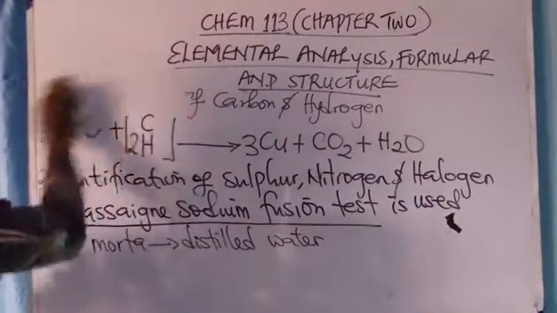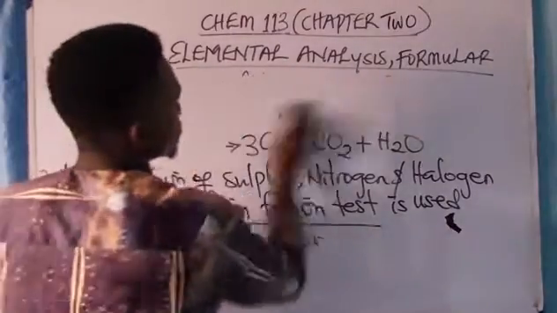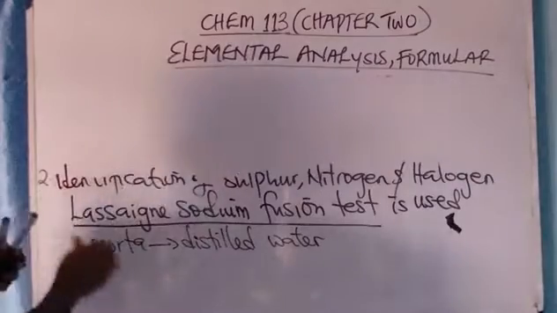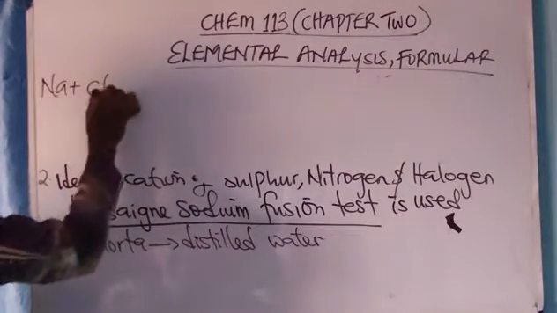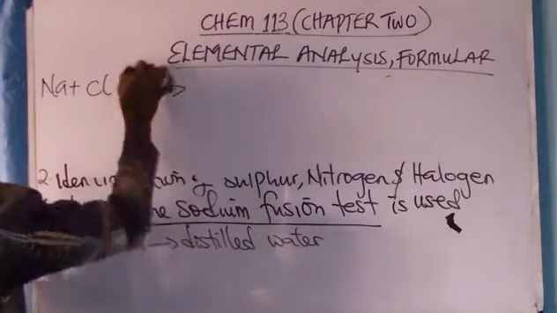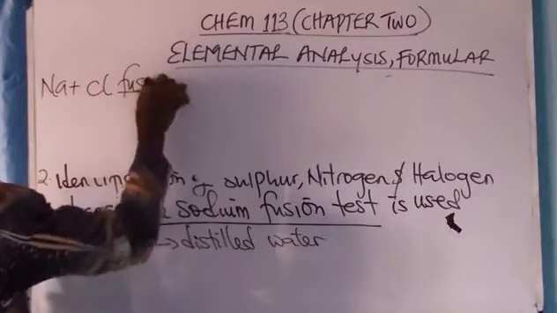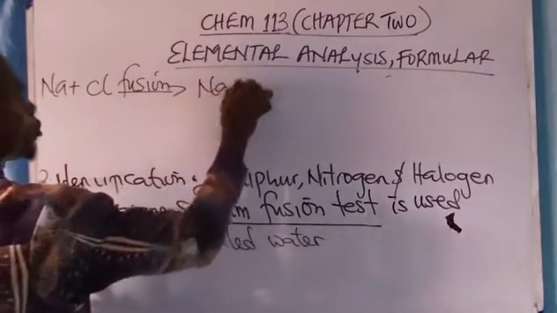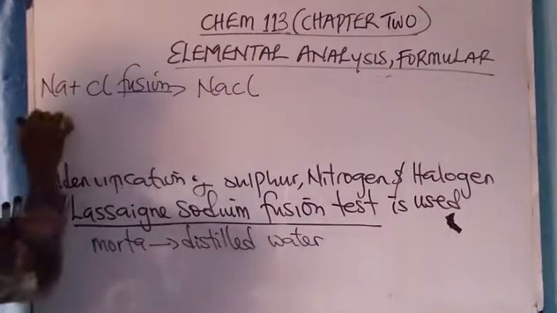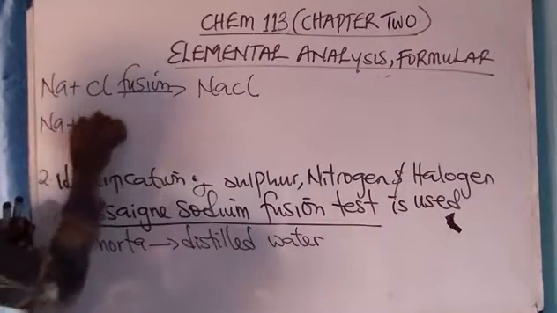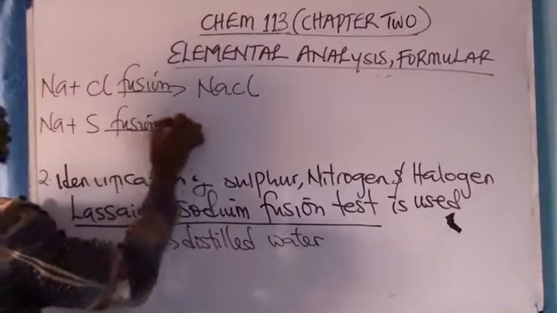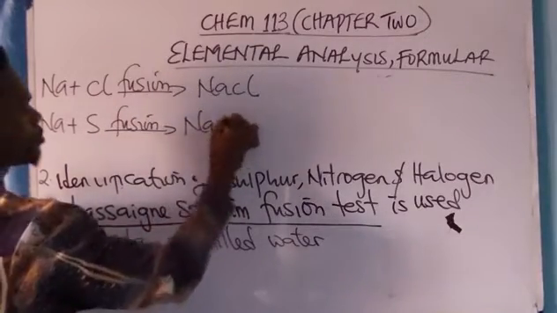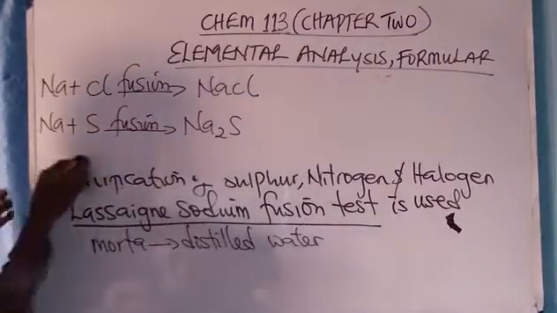Now it is illustrated like this. Oh, I've run out of ink. Now I have sodium. If I react sodium with chlorine in this manner, don't forget fusion, we have sodium chloride. If I react sodium with sulfur in this manner, I'll get sodium sulfide.